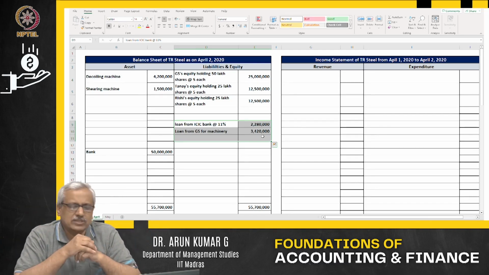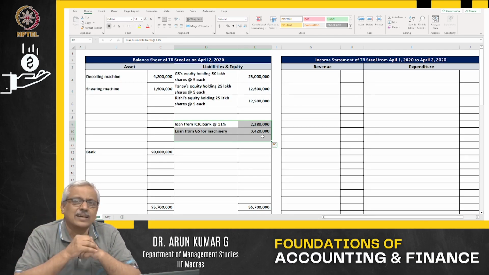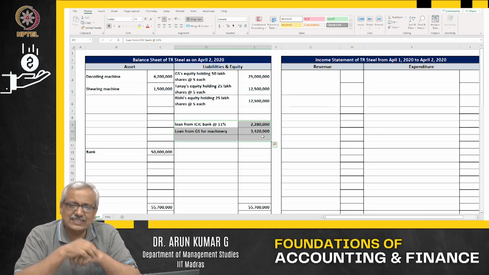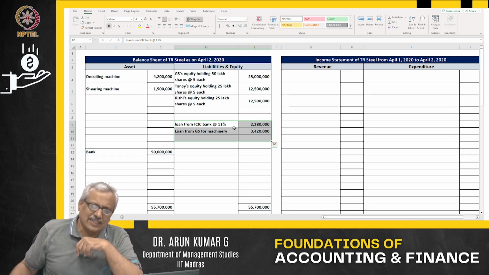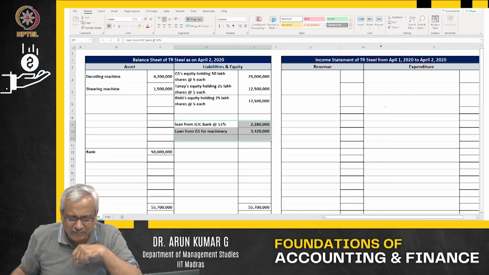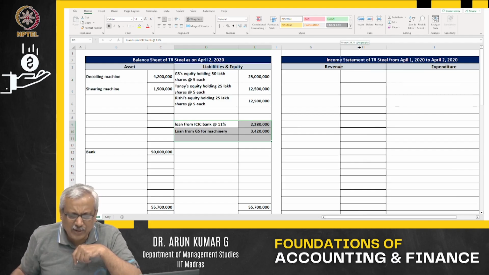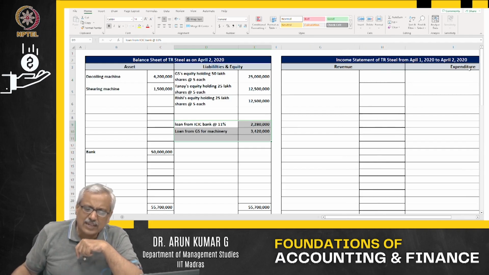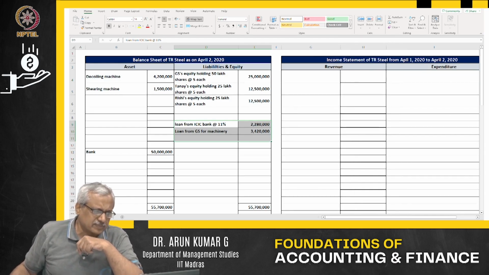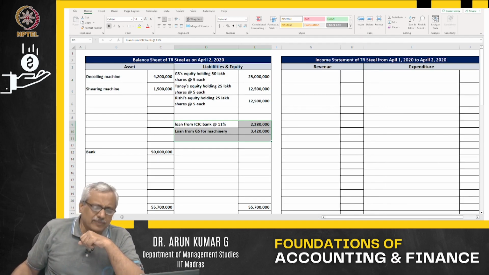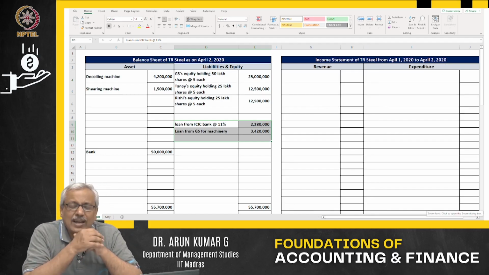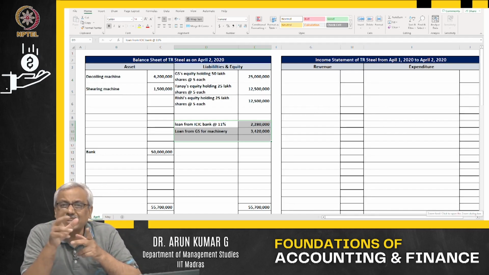Now, one argument most of you will have, sir, when I purchase a machine, is it not an expenditure? Why did you not write it as an expenditure? Why did you write it as an asset? That is a simple question that most of you will have if you are doing accounting for the first time. You would certainly have that doubt here. I said, why I have not recorded it as an expenditure.